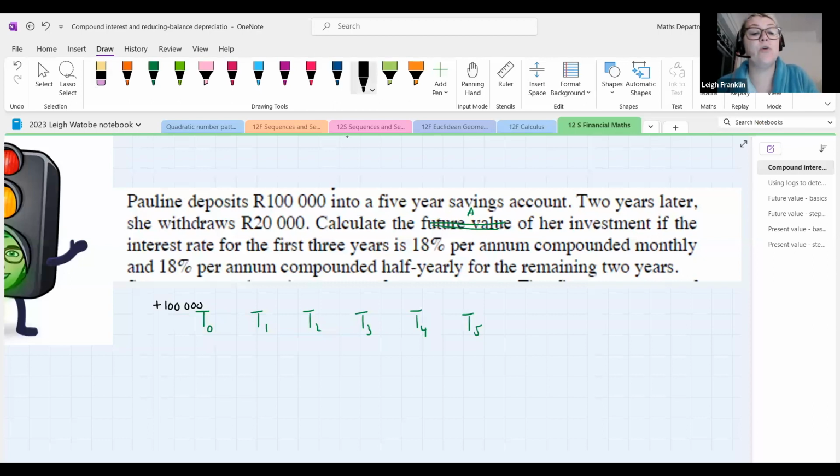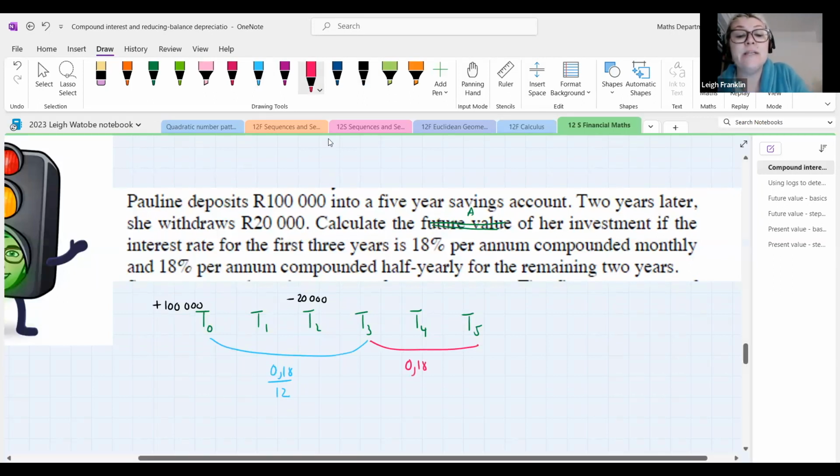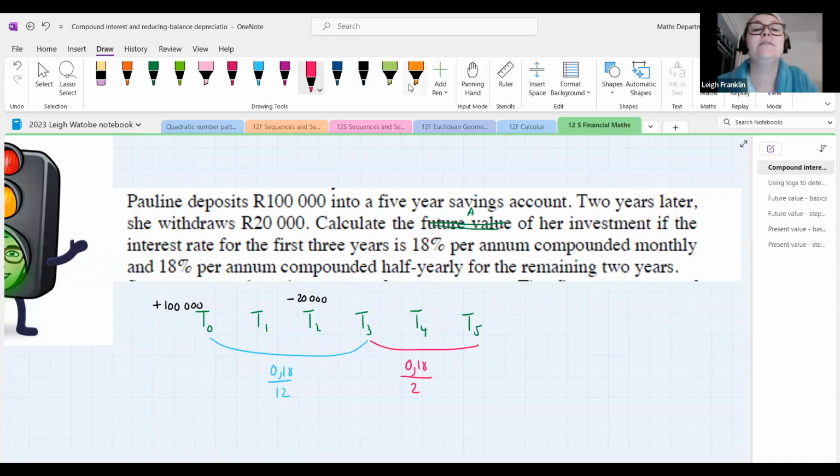And 2 years later, she withdraws 20,000. So minus 20,000. Her interest rate for the first 3 years is 18% per annum compounded monthly. And the interest rate then changes. It's still 18%, it's just compounded differently. So it's 18% compounded half yearly. So that's 0.18 divided by 2.